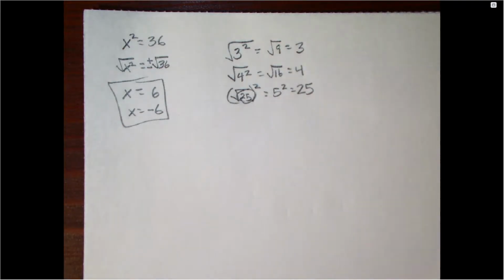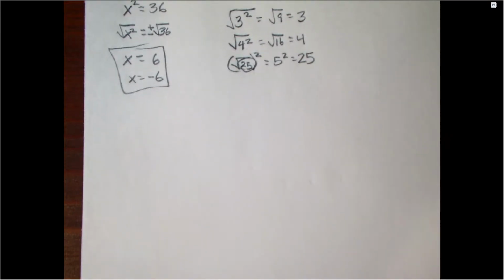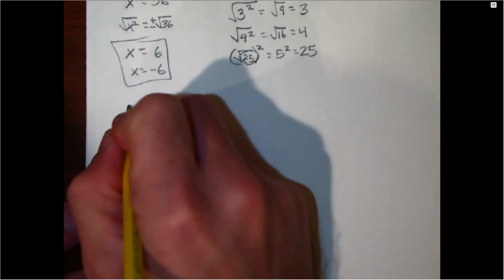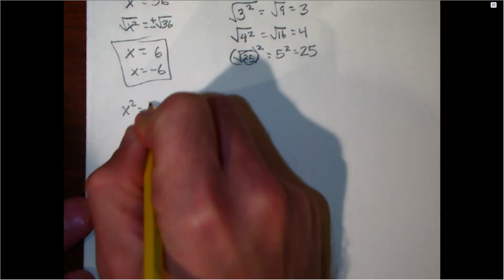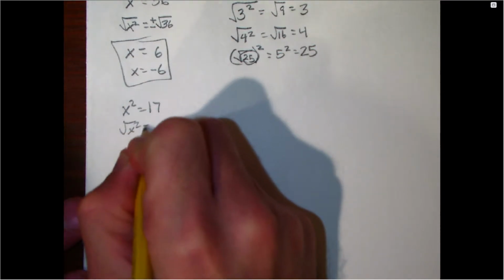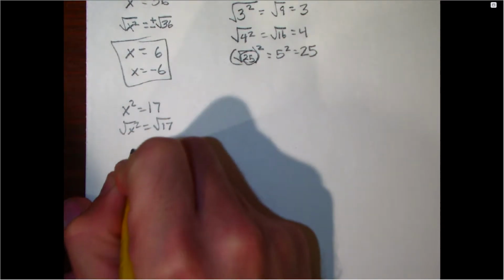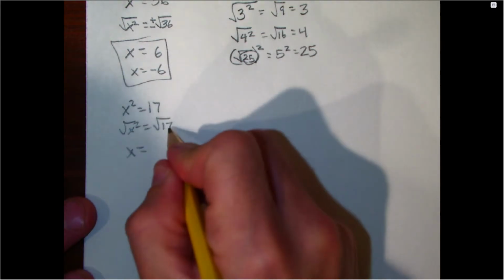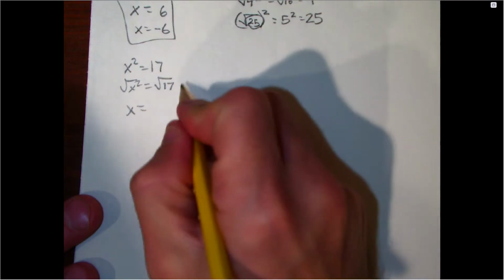So what does this have to do with i? Well, let's do something else first. Let's say that you have the square root of a number like 17. So you've got x squared equals 17. Well, the square root of x squared would be equal to the square root of 17. And then you have x equals, what's the square root of 17? That's an awkward number. This is irrational.